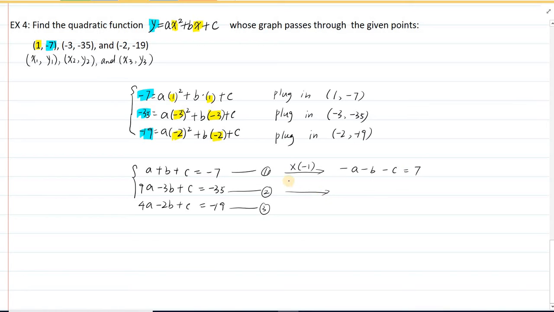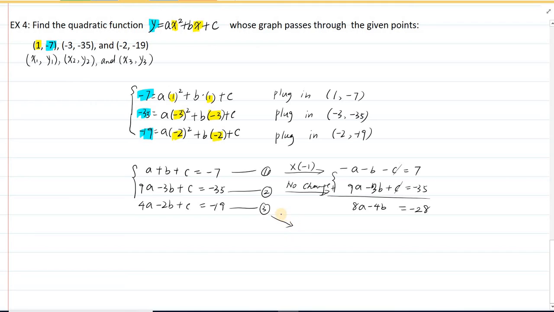And then the second one, I'm not going to change anything. Then we're going to add those together, which we have been doing. That will be 8a, and then minus 4b, and then the c is going to be gone. And that gives you -28. Okay, and then we're going to go ahead and use equation 2 and 3.